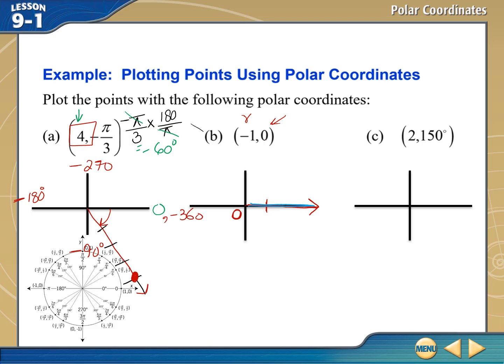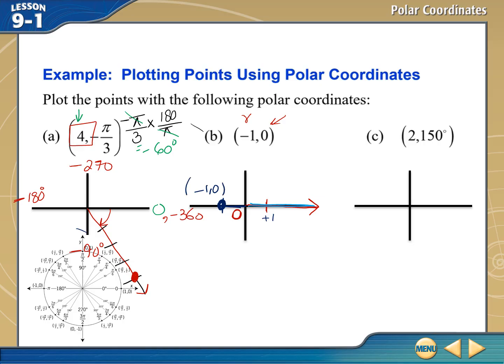Now where is my negative 1? My negative 1 is in the opposite direction. So where the positive 1 is, I will make the negative 1 on this side. Okay, so this point is the given point, negative 1 and 0.